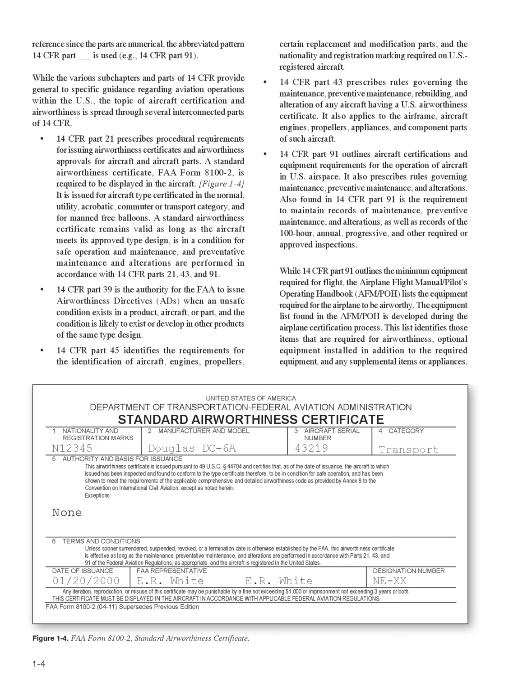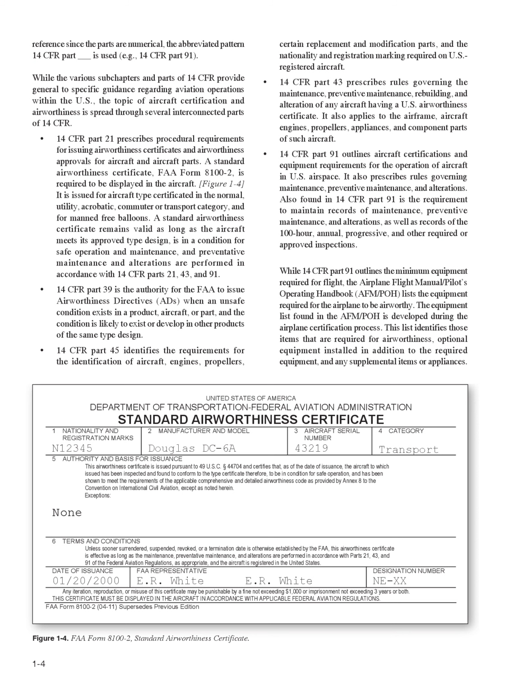14 CFR Part 21 prescribes procedural requirements for issuing airworthiness certificates and airworthiness approvals for aircraft and aircraft parts. A standard airworthiness certificate, FAA Form 8100-2, is required to be displayed in the aircraft. Figure 1-4. It is issued for aircraft type certificated in the normal, utility, acrobatic, commuter or transport category, and for manned free balloons.